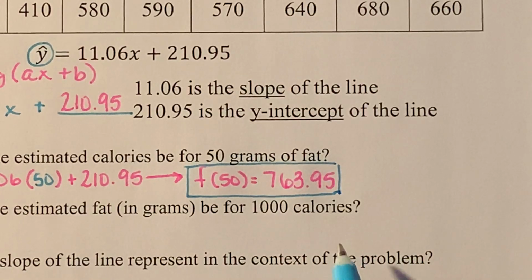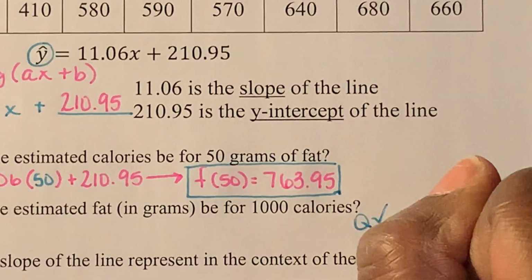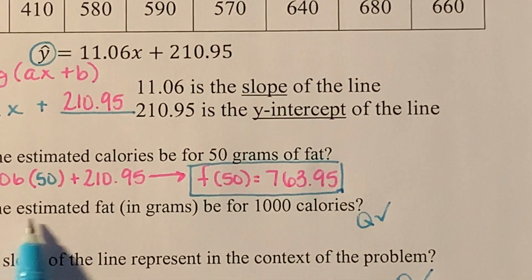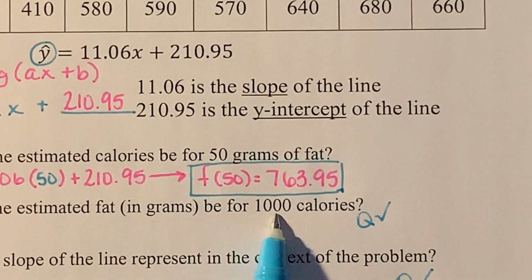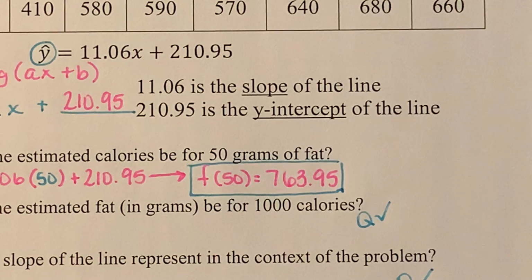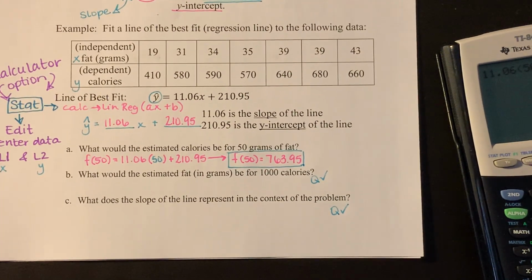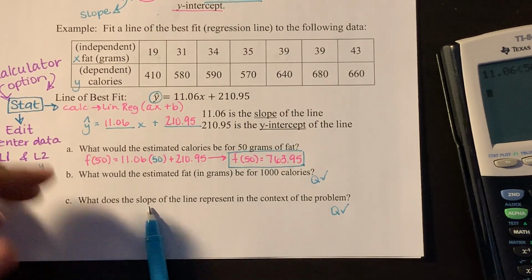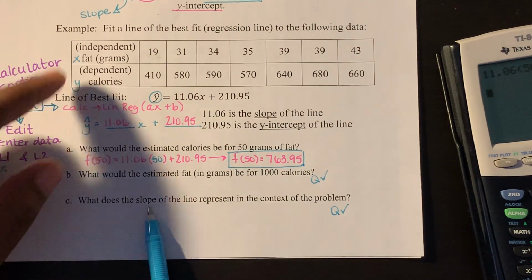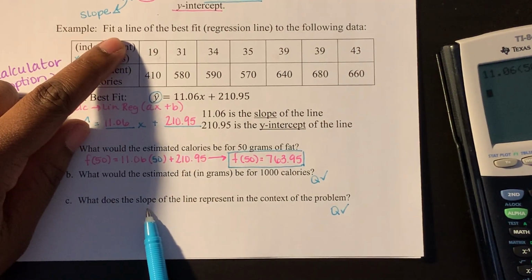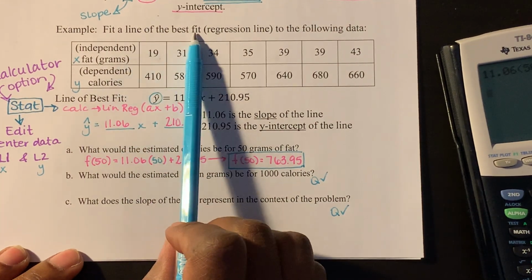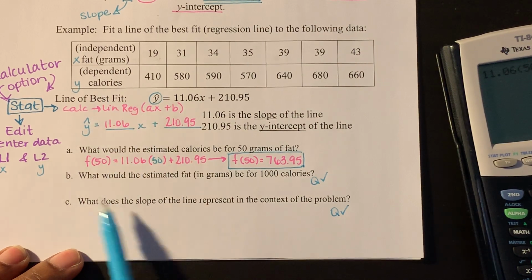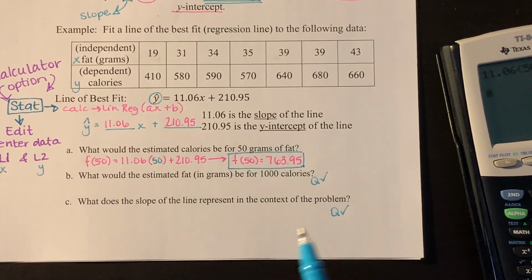You can test out what you know for the quick check here and the quick check here. And that's just the check for understanding. So in this case, what would the estimate of fat in grams be for 1,000 calories? So this time my X is 1,000. That's going to be one of your quick checks. And what does the slope of the line represent in the context of the problem? That's just getting you to understand what our slope represents in this situation. It says fit a line of best fit, so a regression line for the following data. Fat per calories. So then my slope represents something along the lines of fat per calories.